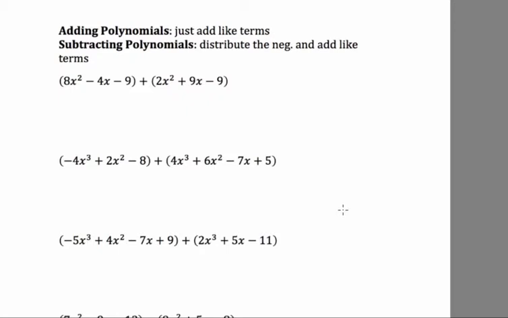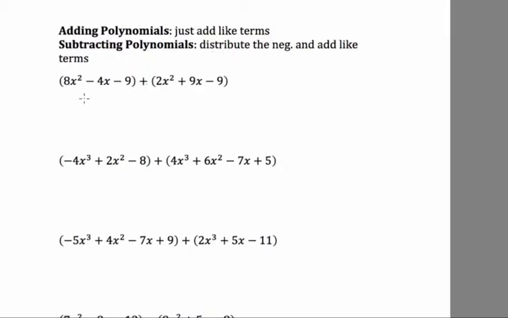We'll finish off with learning how to add and subtract polynomials. Adding polynomials, you just add up your like terms. Subtracting polynomials, you have to distribute the negative and then add your like terms.